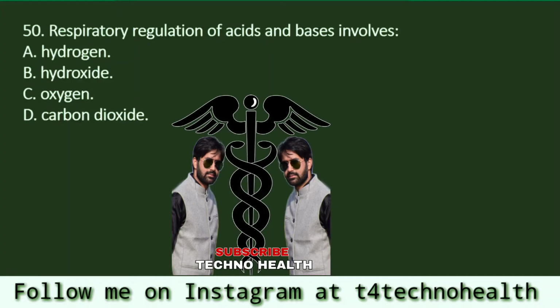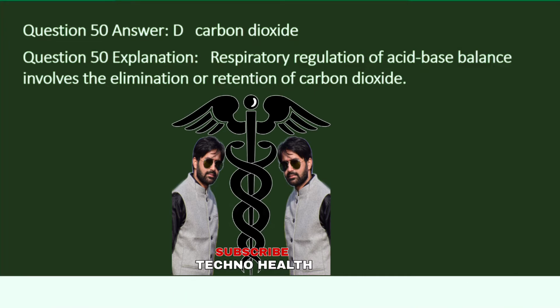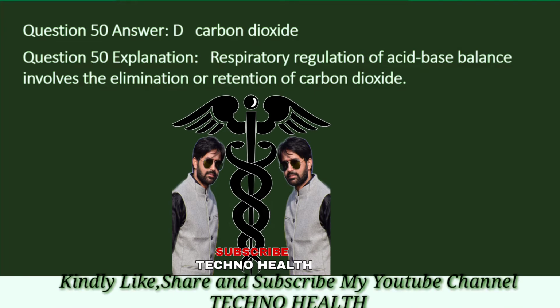Question 50. Respiratory regulation of acids and bases involves A. Hydrogen, B. Hydroxide, C. Oxygen, D. Carbon dioxide. Question 50. Answer: D. Carbon dioxide. Question 50. Explanation: respiratory regulation of acid-base balance involves the elimination or retention of carbon dioxide.